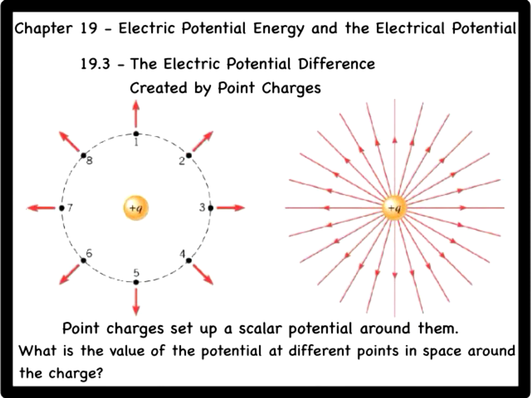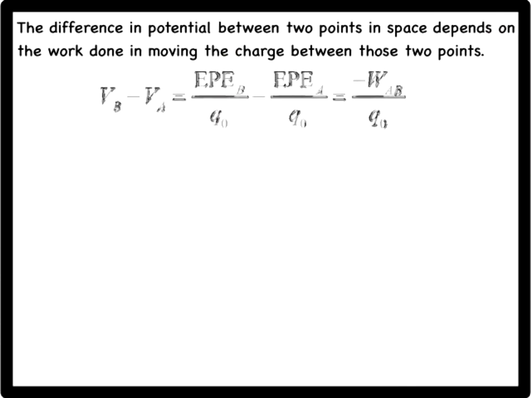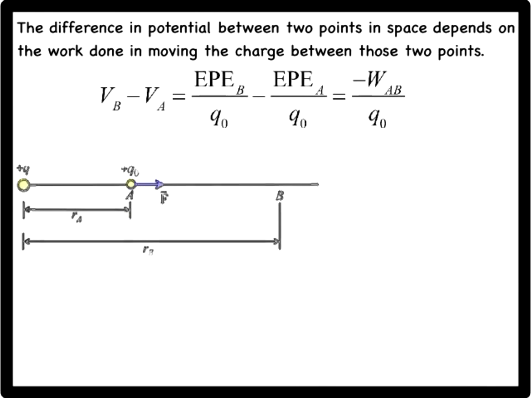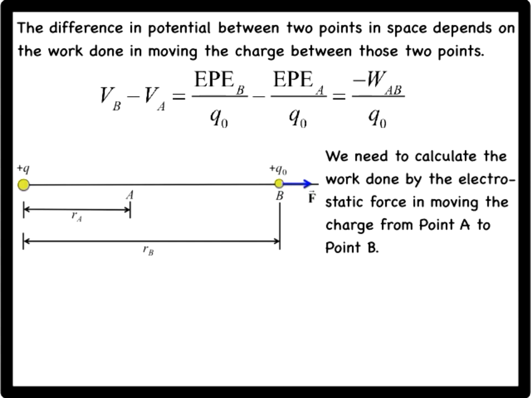Earlier we showed that the difference in potential between 2 points, say A and B, depends on the work done in moving the charge from point A to point B. Let's place a small positive test charge near a positive point charge. Because the two charges have the same sign, the test charge experiences a repulsive force and is pushed away from point A to point B. By calculating the work done to move the charge between points A and B, we can then derive an expression for the potential difference between these 2 points, which will represent the potential difference near a point charge.